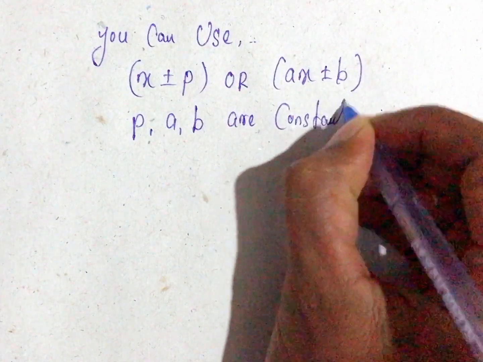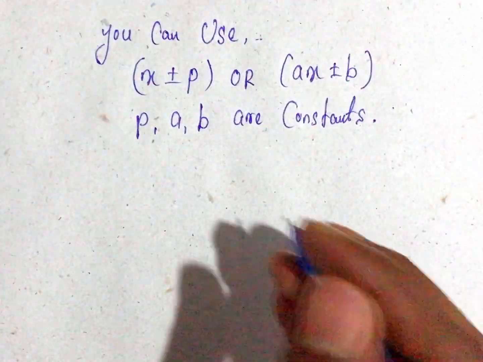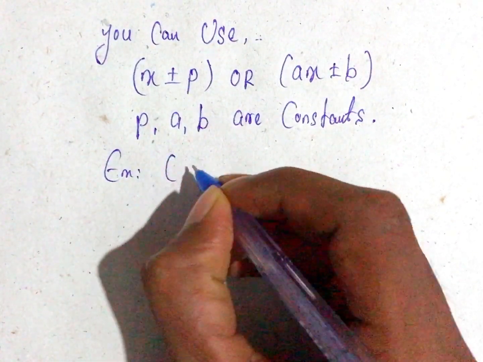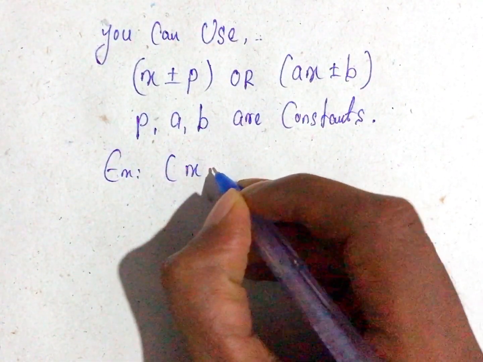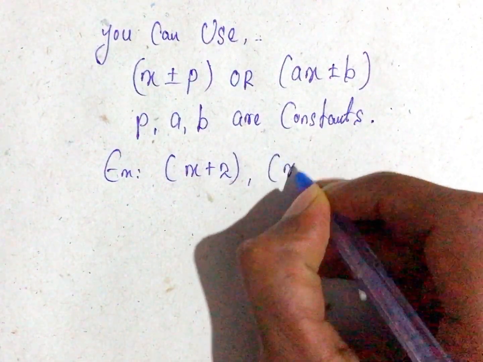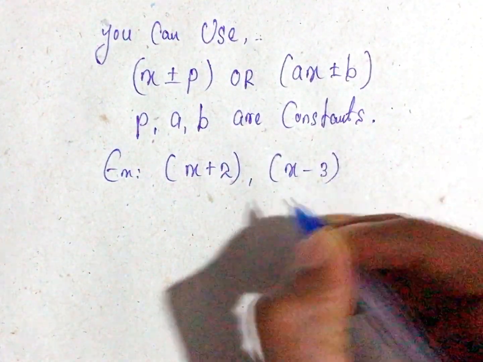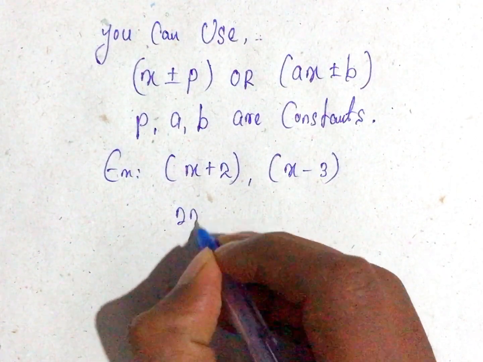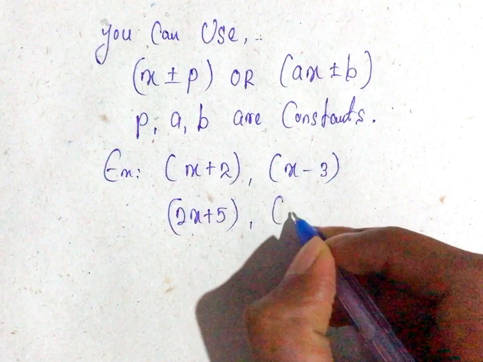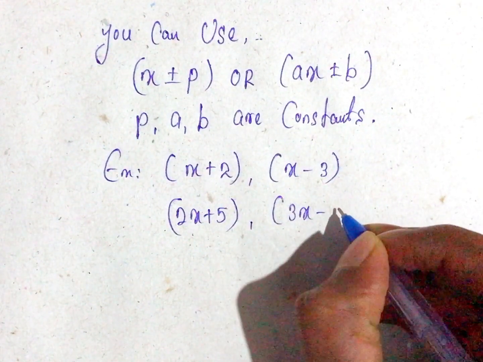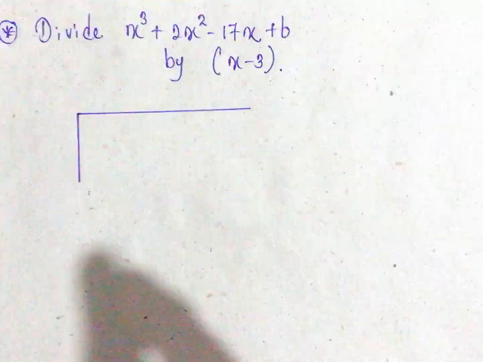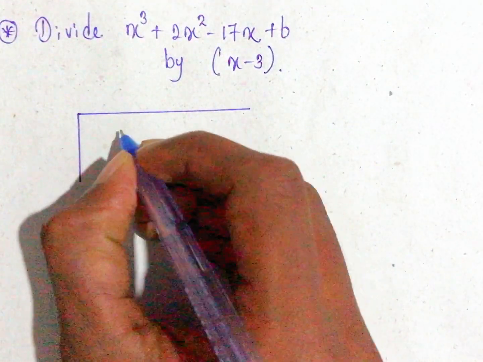Let's see some examples of these types of divisors. First one is x plus 2, and maybe x minus 3, or the second type is 2x plus 5 or 3x minus 7. These are some examples.